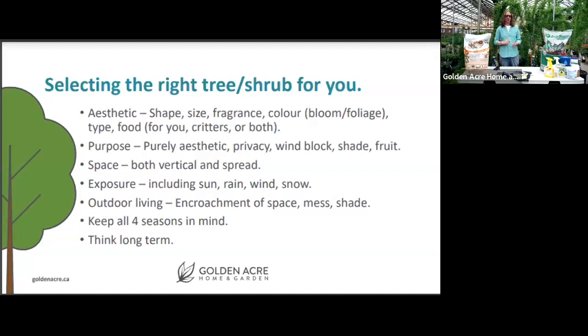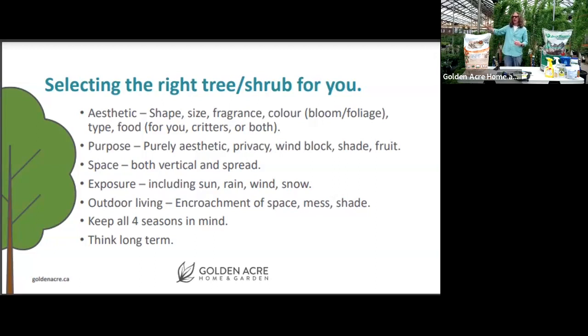So we look at this whole picture. We keep all four seasons in mind, including winter. We might not be outside in winter, but the tree will be. Is it suitable for that area? Is there going to be too much wind? If you have an exposed property, with wind howling against it and snow plowed up against it, it might not be the best spot for a juniper. However, a blue spruce might be the way you go.